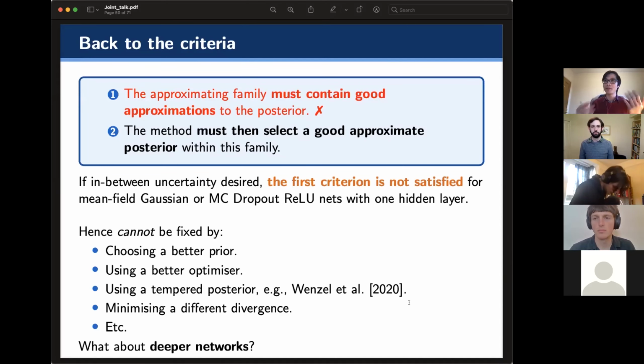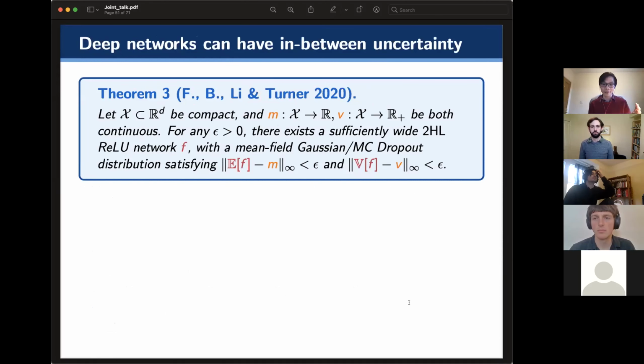But what about deeper networks? It turns out that we have a contrasting result. Deeper networks can, in theory, have in-between uncertainty. So this is what our theorem says. Let input space be any compact set, and let M be any target mean function, and V be any target variance function.